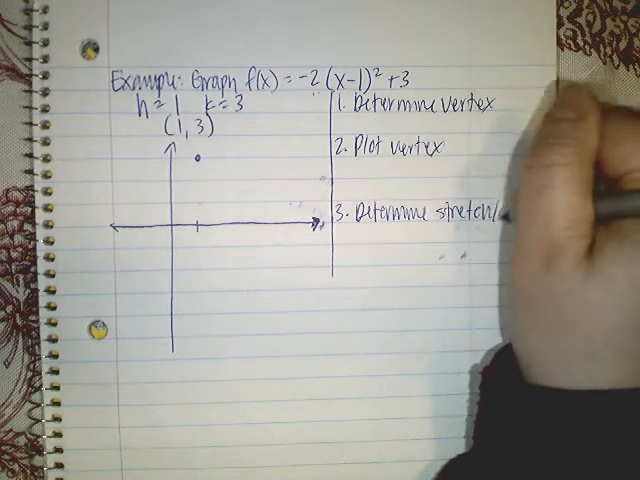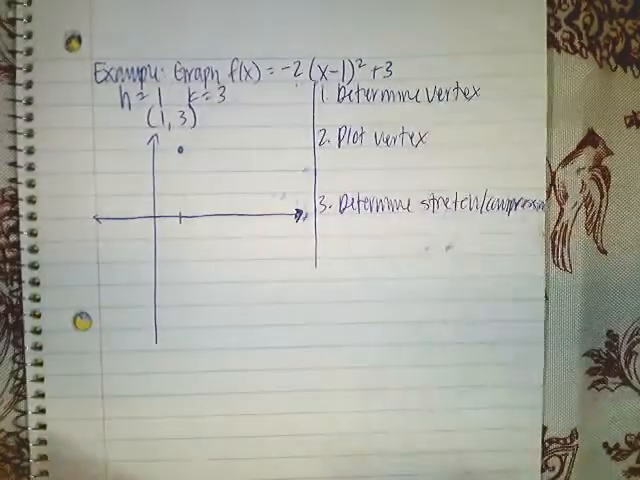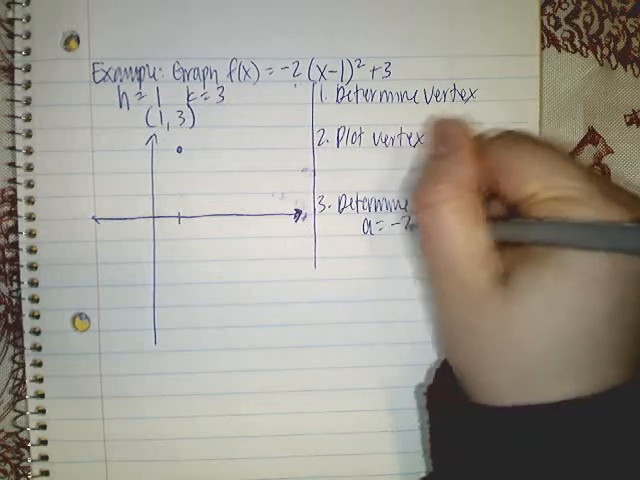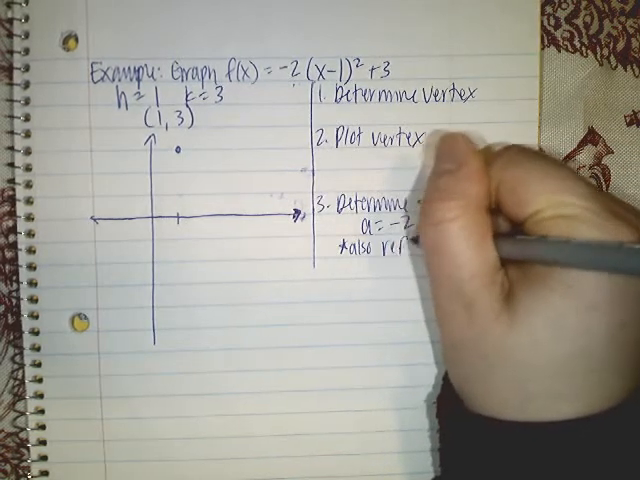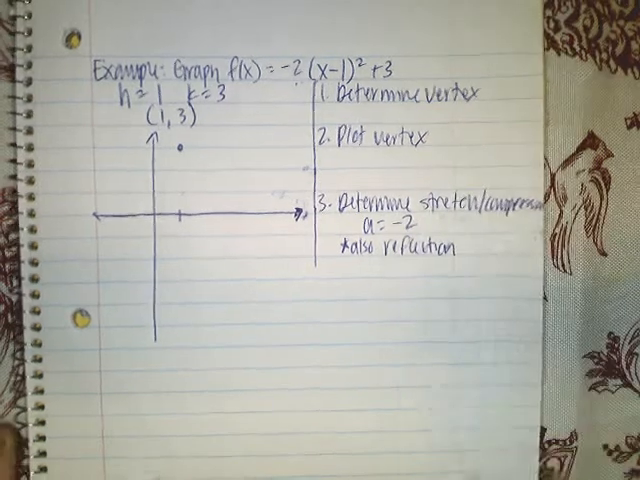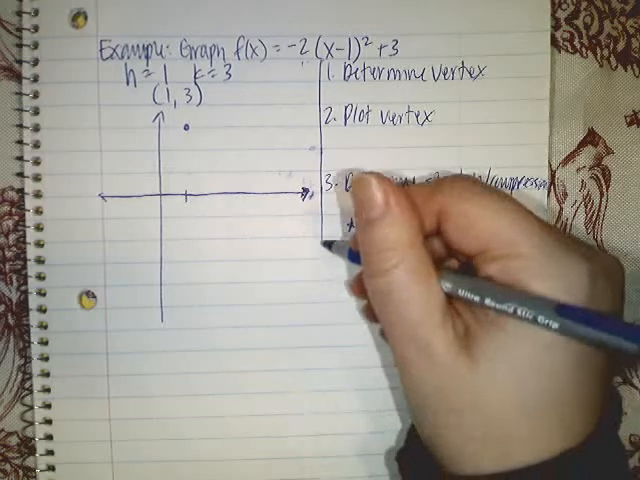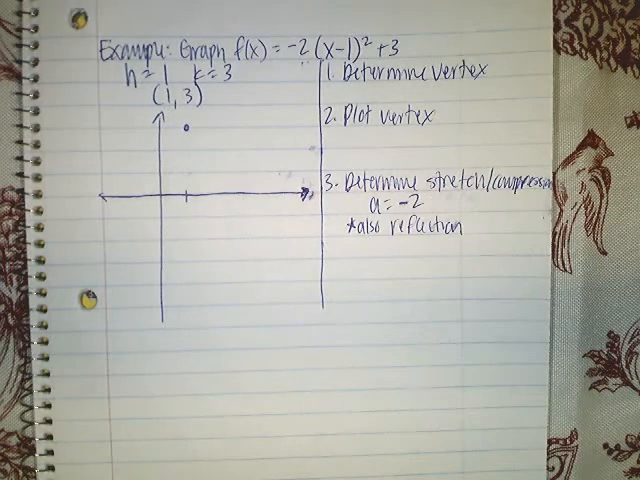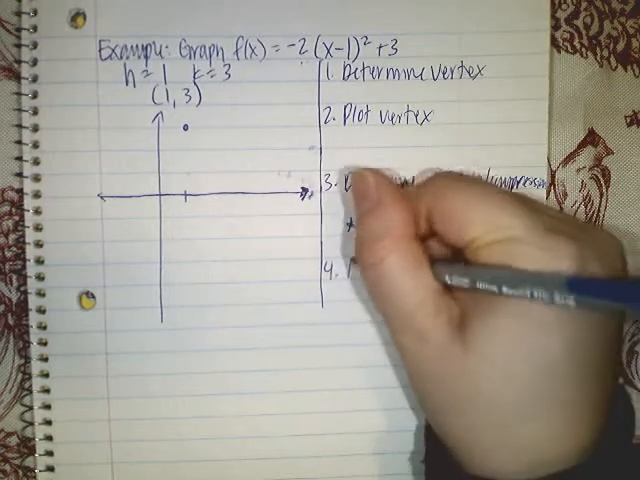Stretch or compression. And in this case, a is equal to -2. So there's also a reflection, which means it's now going to open down because there's a negative in front, if you recall that. So sorry, I'm getting ink everywhere. So now I'm going to move on to my next step, make a table.